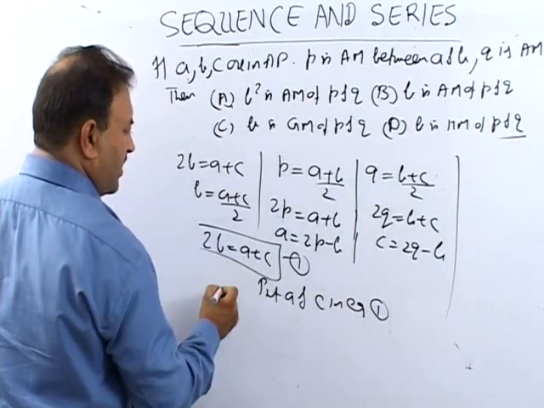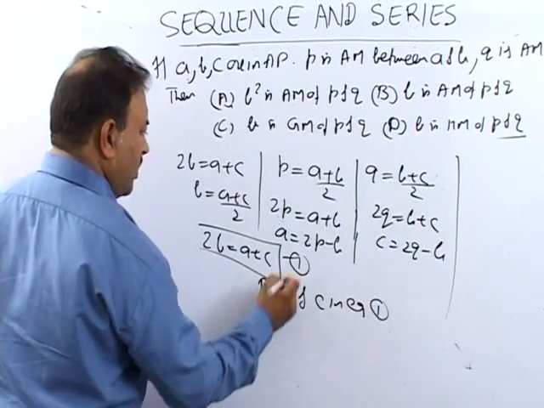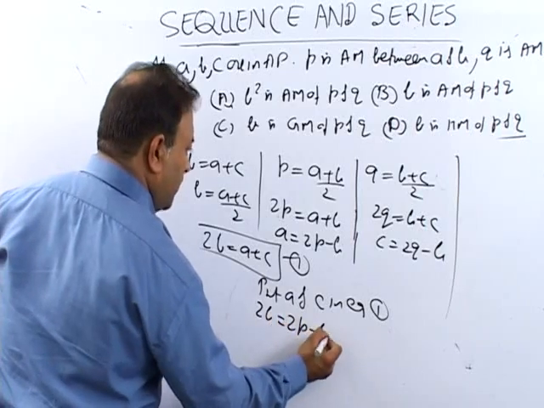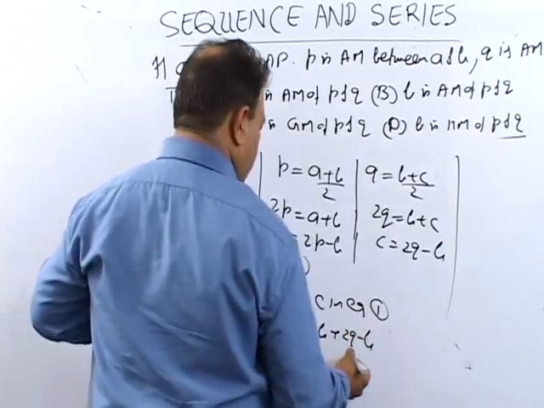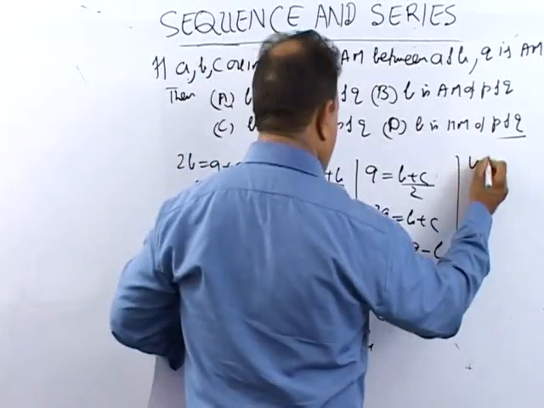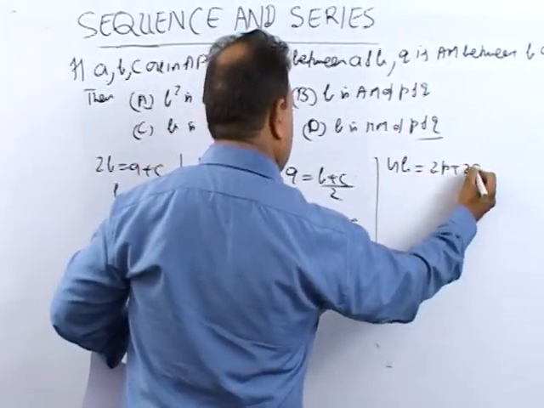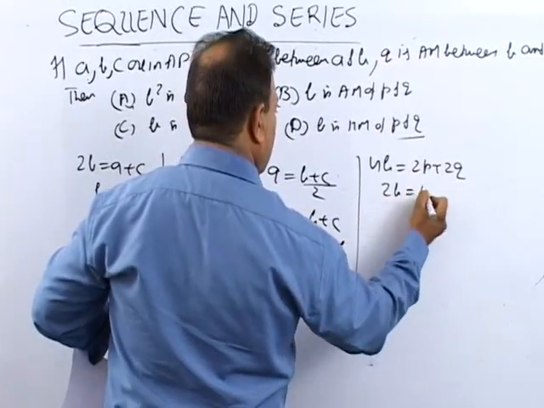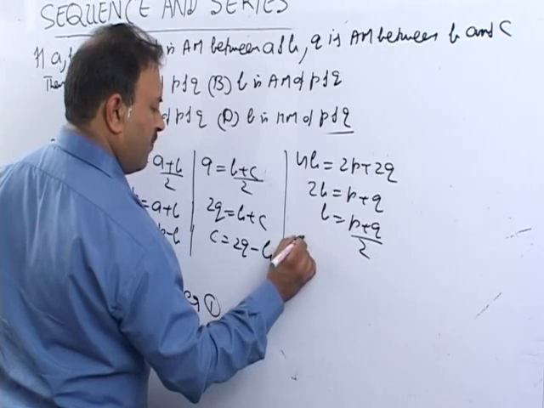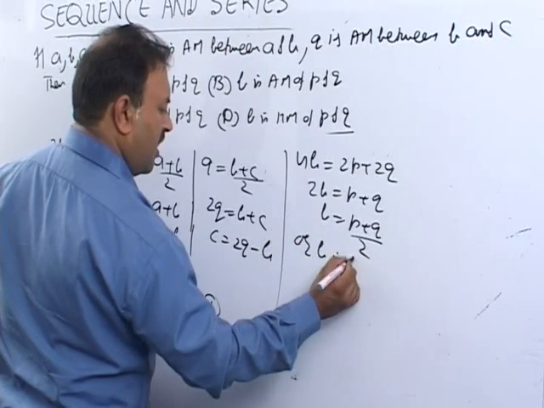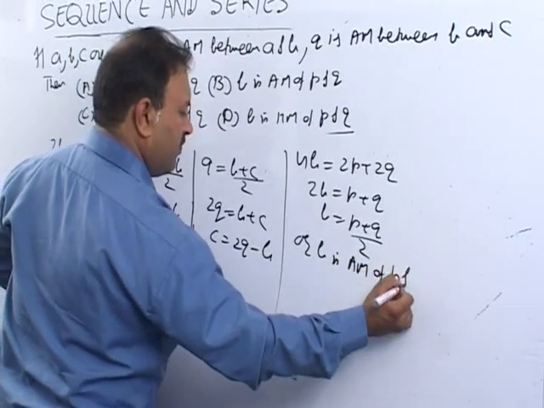यहाँ पे क्या आ जाएगा? It comes out to be 2B is equal to 2P minus B plus 2Q minus B. उसको यहाँ पे ले आते हैं, B's together, we get 4B is equal to 2P plus 2Q. 2B is equal to P plus Q. B is equal to P plus Q upon 2, or B is arithmetic mean of P and Q.